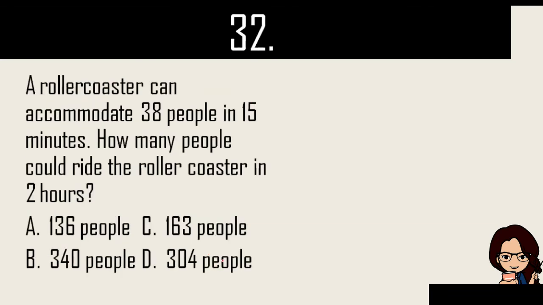Number 32, a roller coaster can accommodate 38 people in 15 minutes. How many people could ride the roller coaster in 2 hours? So, ang unang tanong dyan is, ilang 15 minutes meron sa 2 hours? Ngayon, kung sanay kayo sa mga number relationships, alam mo na ang 15 at 60, which is the number of minutes in an hour. Ang 15 times 2 is 30. Times 2 uli yun. That is 60. So, ibig sabihin may 4. Okay, may 4 na 15 sa bawat isang oras.